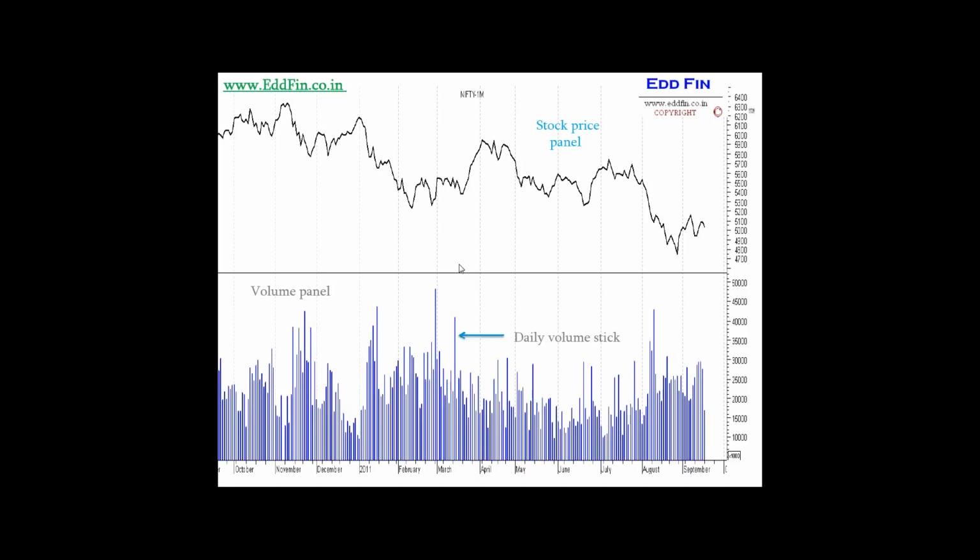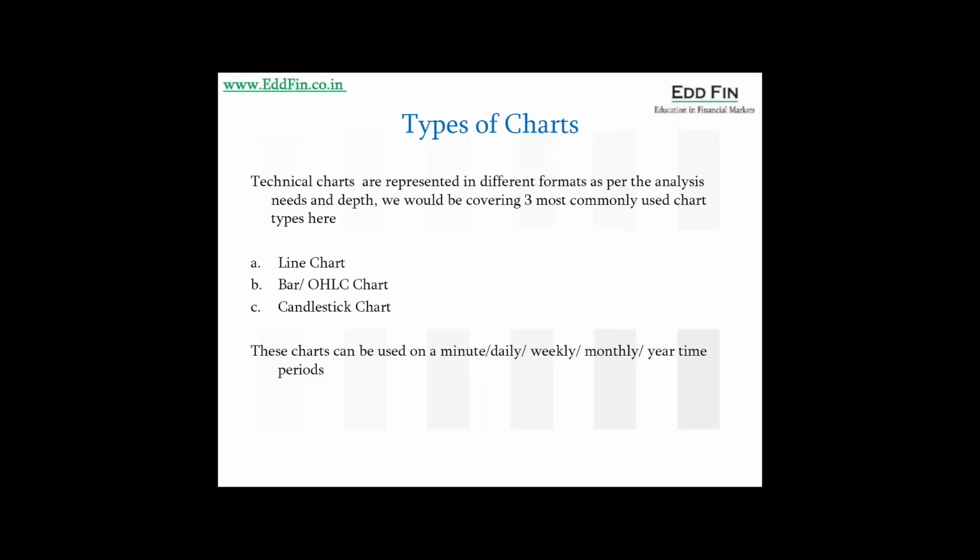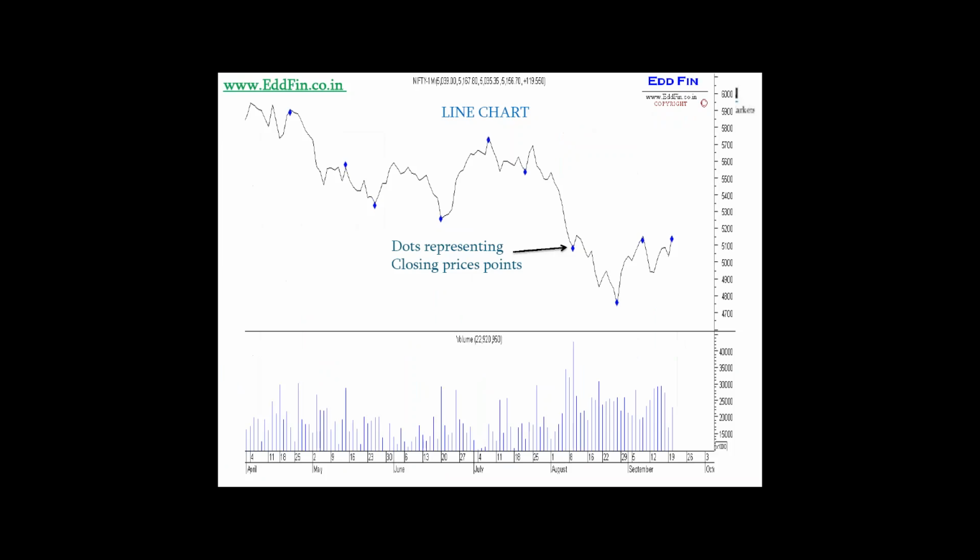So let me move forward. Types of charts: line chart, bar chart, and candlestick chart. This is how a line chart works.